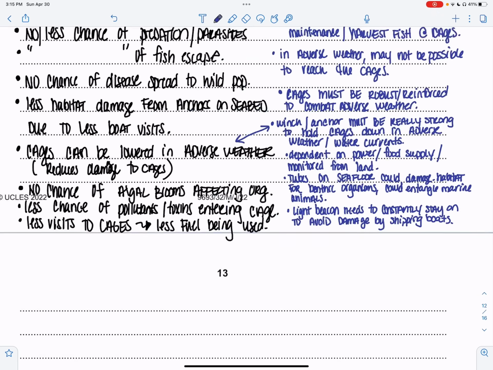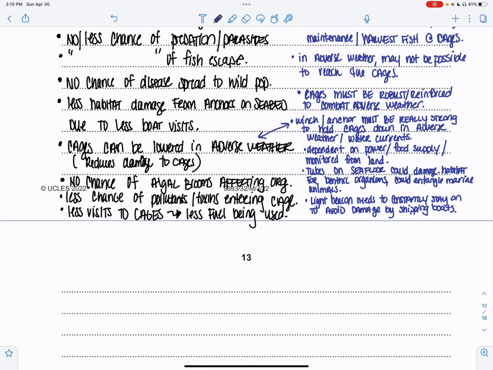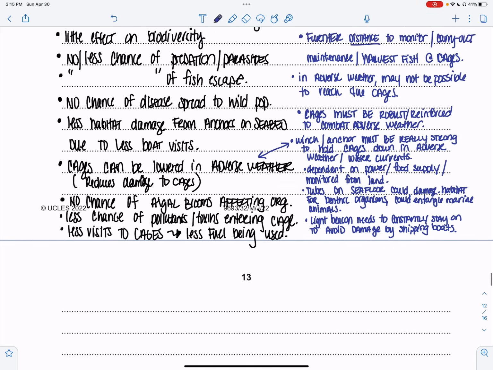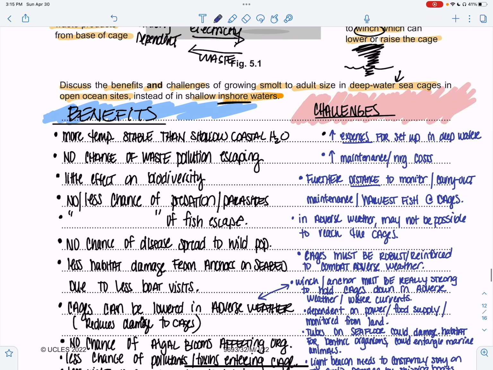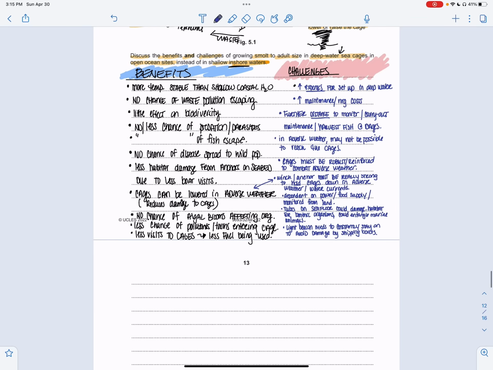And then if you have any other valid point benefits or challenges, you can also include them. But again, this would be benefits and challenges to growing them in open ocean, deeper water cages versus shallower inshore cages. And you just need 5 and 5.